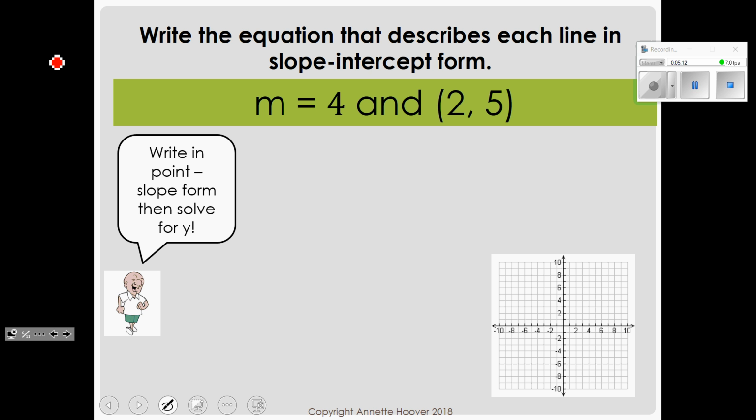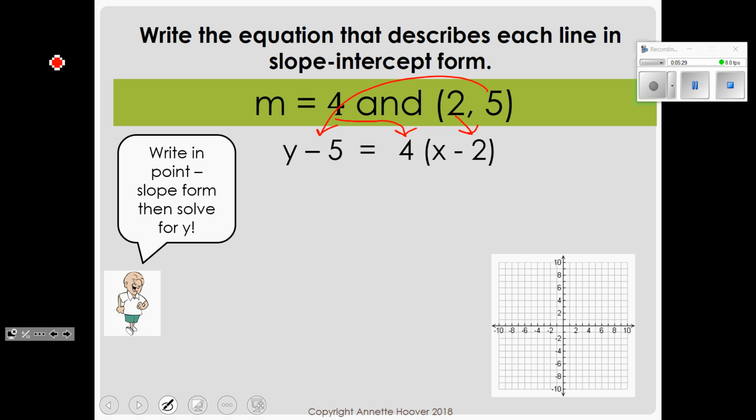Again, we're going to plug this into point slope form because that's what they give us. They give us the point and a slope. When we do that, we plug in the 4 for the slope, the opposite of the y, the opposite of the x, and there it is in point slope form.